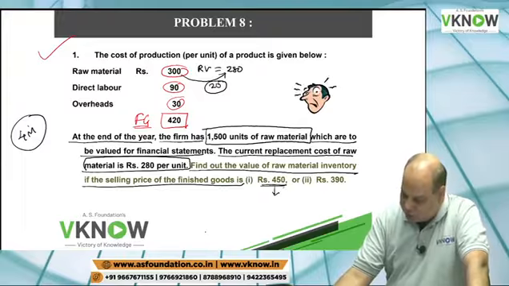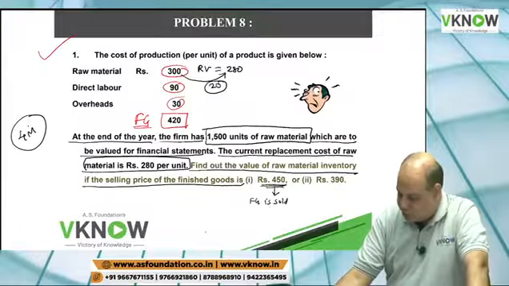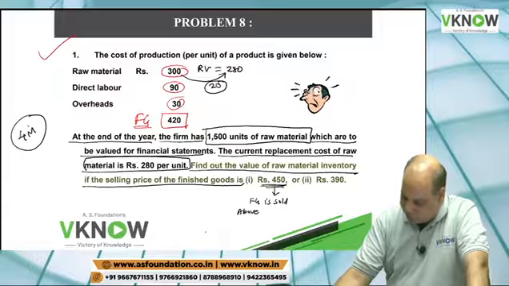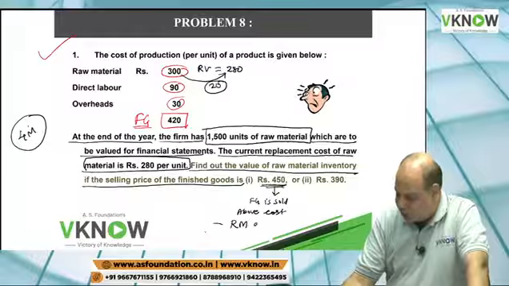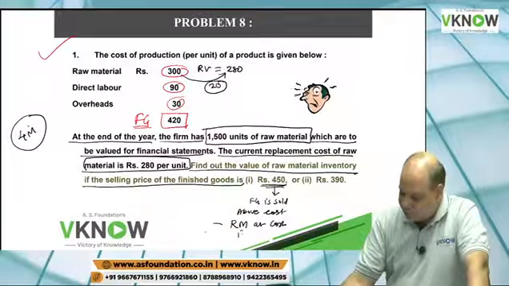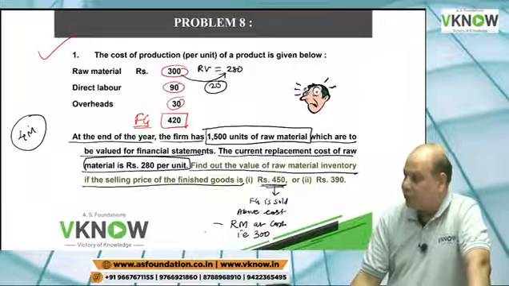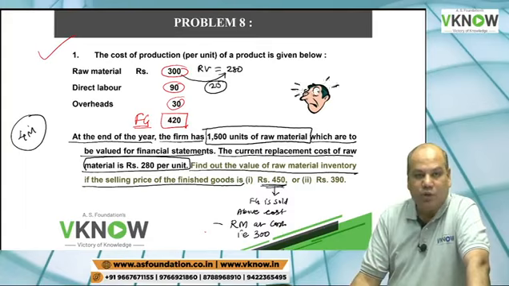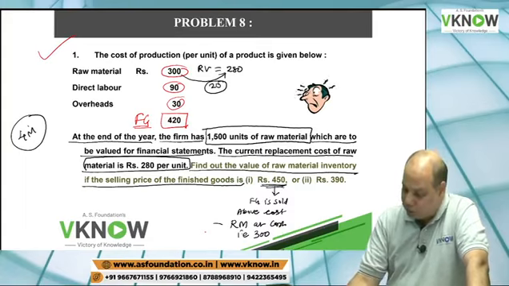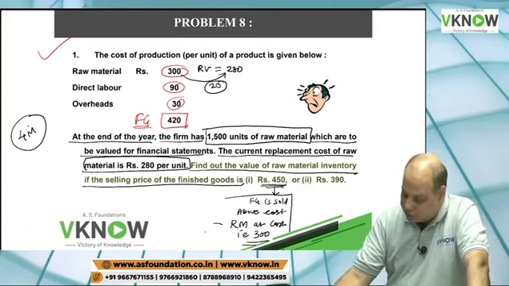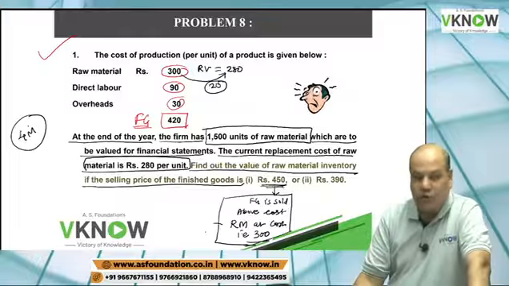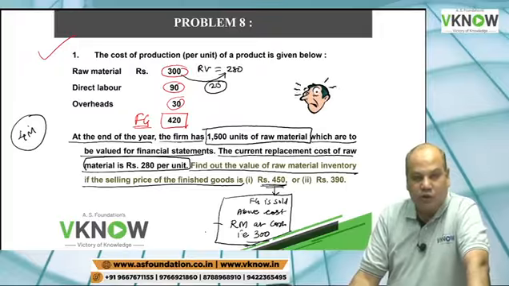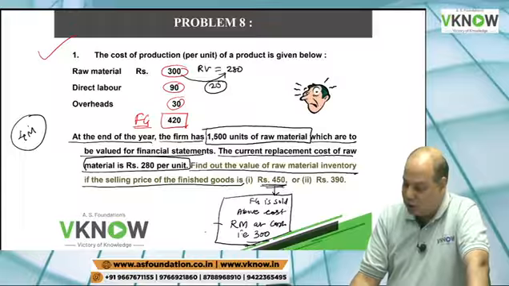So answer for this case is finished goods is sold above cost. If finished goods is sold above cost, raw material will be valued at cost, that is 300 rupees. So this is the exception to the general rule that cost or NRV, whichever is lower. In this case, raw material will be valued at cost.